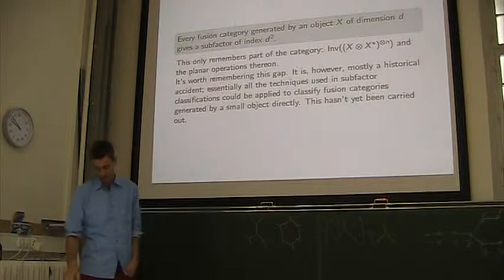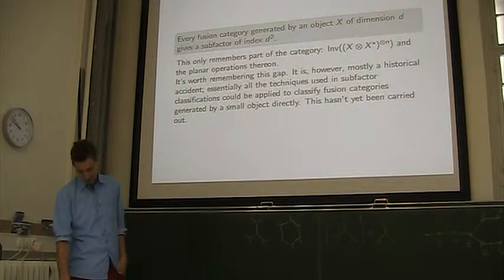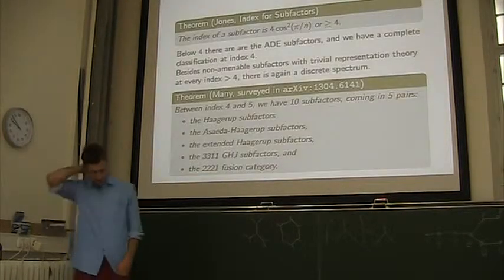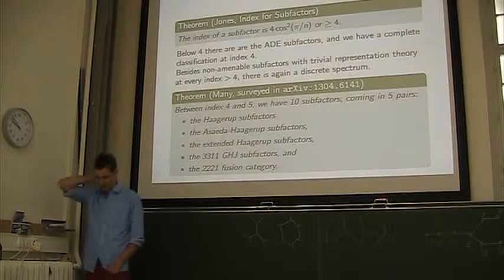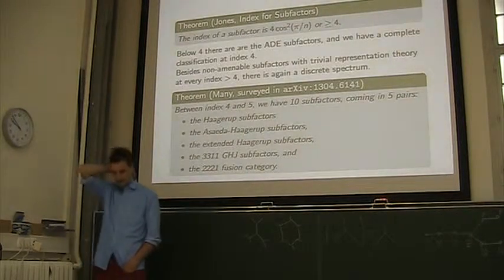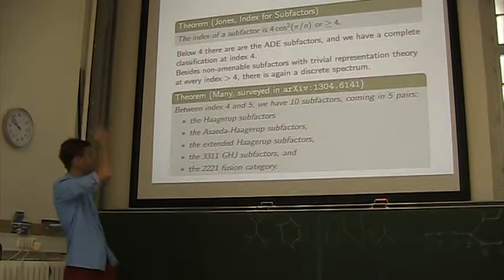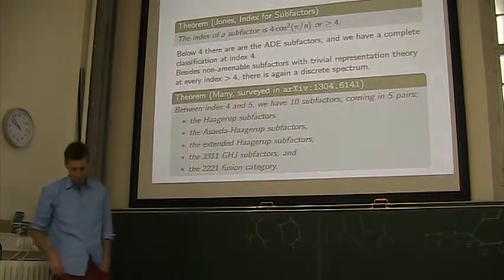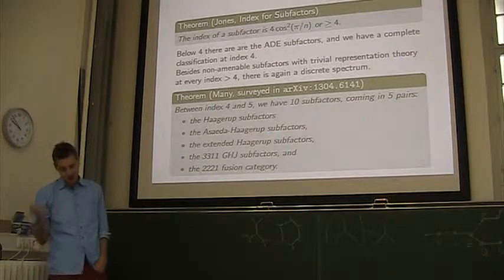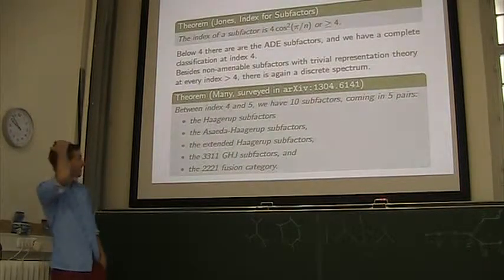So we do mean something, they're going across the subfactor. Okay. So what do we have in terms of classifications of subfactors? So Jones's result, the index for subfactors, first of all, tells you something about the index, that it's either 4 cosine squared pi over n or greater than 4. And that's something by now that's not very exciting.